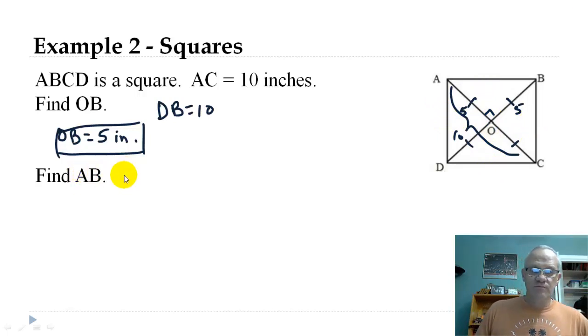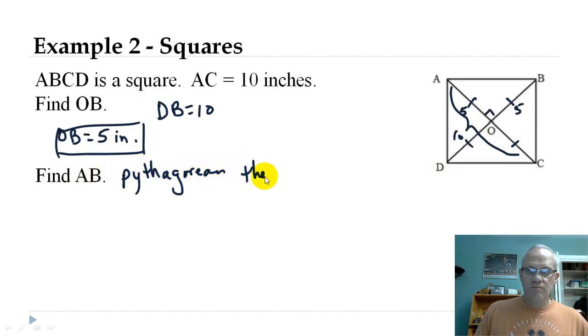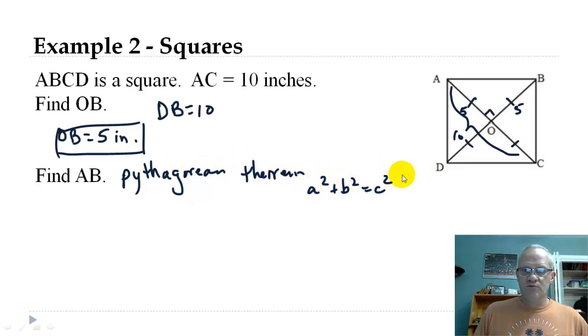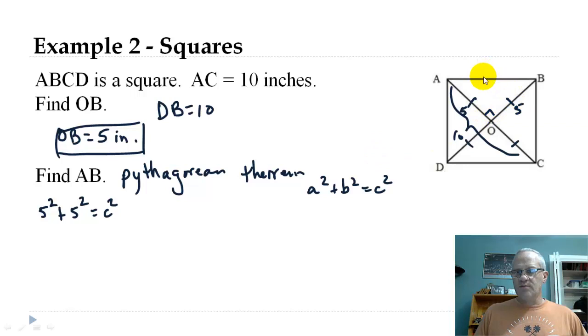Well, remember the Pythagorean theorem? The Pythagorean theorem is what? A squared plus B squared equals C squared. Since we have a 90-degree angle, we have a right triangle, and we can use this theorem. Remember, A and B are the two sides that make the 90-degree angle. So the two 5s, 5 and 5, are A squared and B squared. So we're just going to say 5 squared plus 5 squared equals C squared. And again, C would be the AB length. So this would just be 25 plus 25 equals C squared.